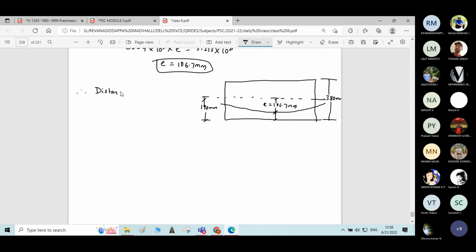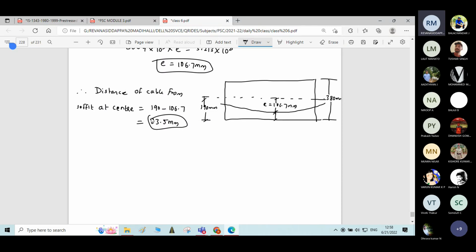Therefore, distance of cable from soffit at center is equal to 190 minus 106.7. Okay, overall 190 minus 106.7, if you do, you'll get distance of cable from soffit of the span as 83.5 mm. Okay, I hope this is clear for everyone.